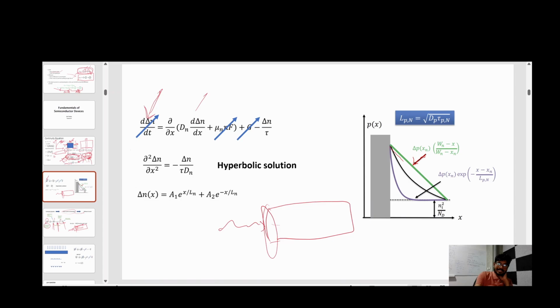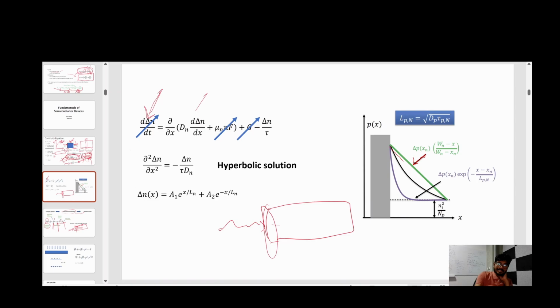And this is the field part. We are not applying any electric field, so that is zero. Generation is not there inside the semiconductor as it reaches the steady state, so it is zero. We are generating only at this point.